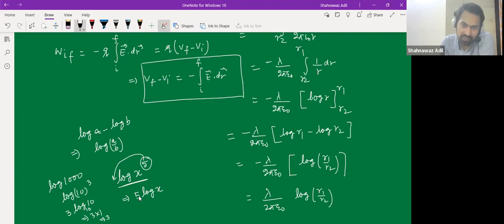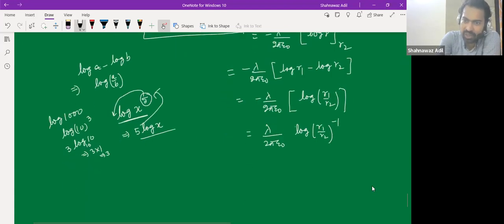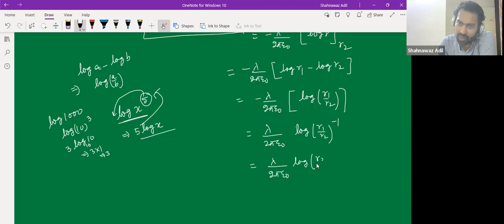Similarly, this 5, if I do the back calculation, will go in the power. Similarly, this minus will go in the power. Then it will be reversed, and you will get lambda by 2 pi epsilon naught log of R2 by R. So this is the potential difference.